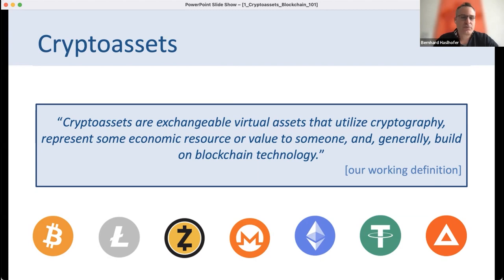When we talk about crypto assets, we understand as a crypto asset something that's exchangeable, that's virtual, that uses cryptography, so mostly hash algorithms, public key cryptography, that represents some economic resource or value to someone, and generally builds on some blockchain technology. So this is our working definition, and so far working with it has worked pretty well throughout the past years. Examples for crypto assets are, as you probably know, Bitcoin, derivatives of Bitcoin like Litecoin, but also privacy coins like Zcash, Monero, or coins or tokens you find on the Ethereum chain.